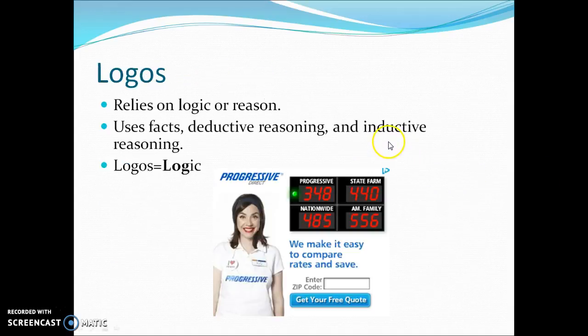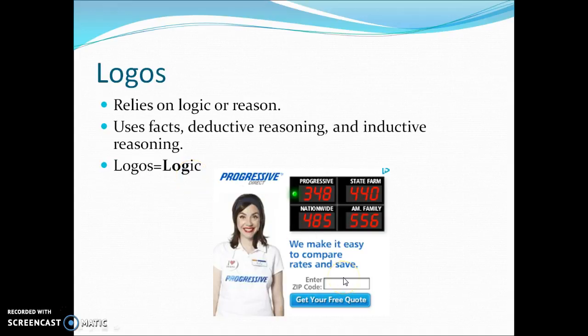The first is logos. Logos relies on logic or reason. It uses facts, deductive reasoning, and inductive reasoning. If you remember, deductive reasoning is where you start with a general idea and then you narrow it down to a very specific concept. And inductive reasoning is the exact opposite of that. And a way to remember logos is log is found in logic.